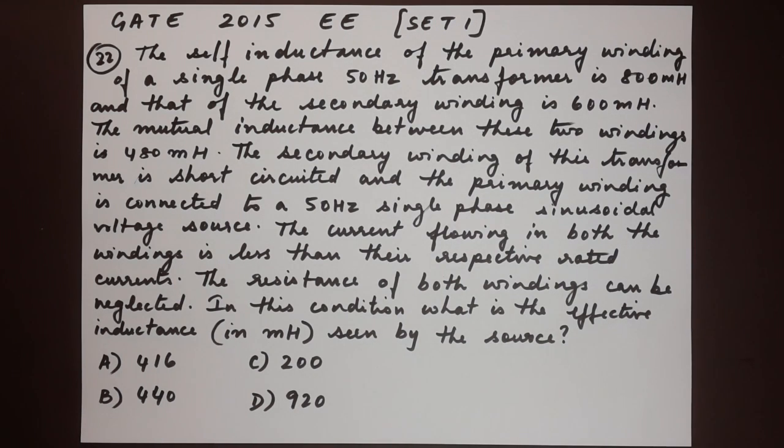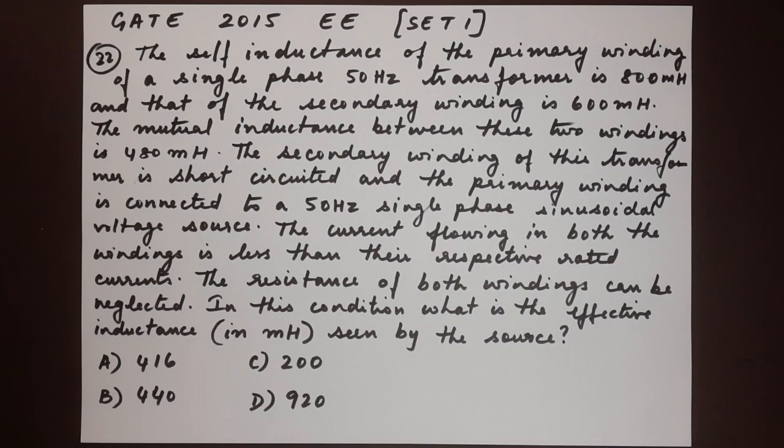The secondary winding of this transformer is short-circuited and the primary winding is connected to a 50 Hz single-phase sinusoidal voltage source. The current flowing in both the windings is less than their respective rated currents. The resistance of both windings can be neglected. In this condition, what is the effective inductance in millihenry seen by the source? So we have our options given A, B, C and D, and all these four options are given in terms of millihenry into 10 power minus 3.